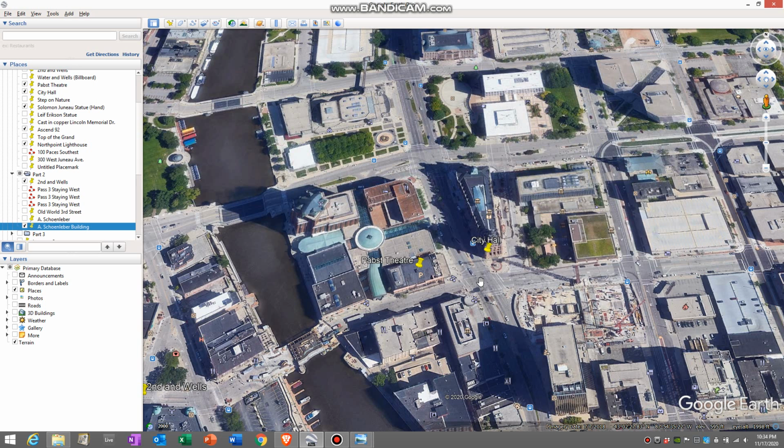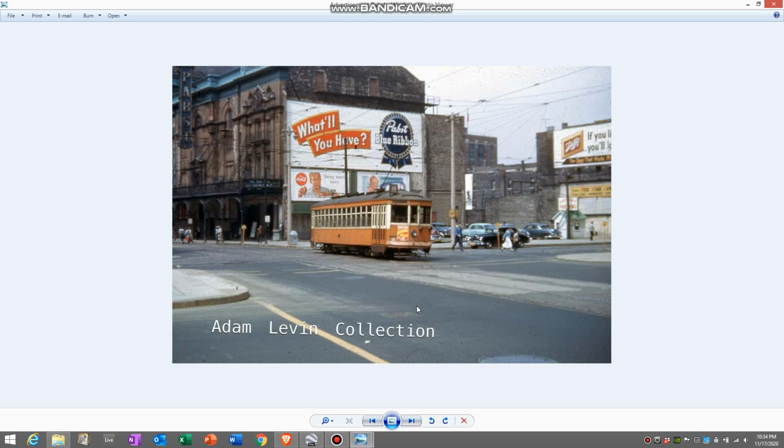And what I found kind of interesting is that we found this old picture, and obviously you can tell from the cars this is a couple decades before when the book was released, but you can see right here that they were using billboards and advertisements on the side of their buildings back then. And so it would make sense that in the early 80s there could have very easily been, and this is Water and Wells right here, this is the Pabst Theater.